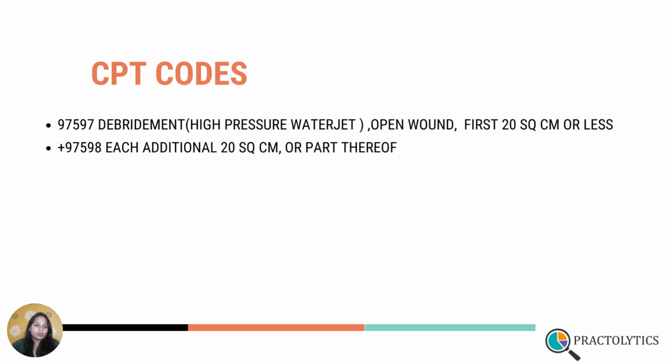Now let's move on to the section of codes 97597 and 97598. When hydrotherapy, which we generally call whirlpool therapy, is performed, these are the two CPTs that are supposed to be used, again depending upon the total wound area. If it is for the first 20 square centimeters or less than 20 square centimeters, the CPT to be used is 97597. For each additional 20 square centimeters or part thereof, the CPT utilized is 97598.